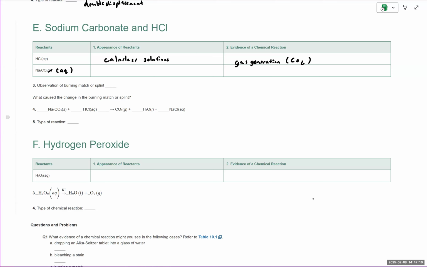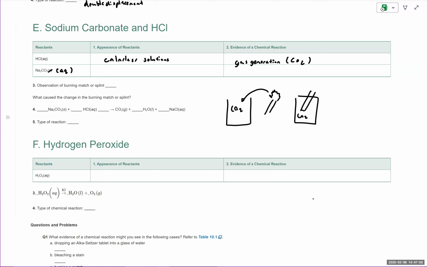Now, to answer the question, what are they mentioning with regards to the burning match or splint? So when you generate a gas such as carbon dioxide, if you were to take a splint and light it on fire and put it into your test tube, what you'll notice is that the splint will immediately be extinguished because the carbon dioxide crowds out a lot of the oxygen in the container and you can't sustain a combustion reaction. So that's what the match or splint test is doing.